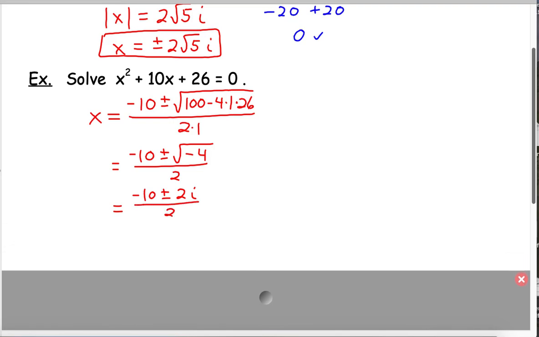And then we can split that up into two fractions. Negative 10 divided by 2 is negative 5, plus or minus 2i over 2 reduces down to 1i. And so there's your two solutions. Those are the two zeros of this quadratic in the complex number system.